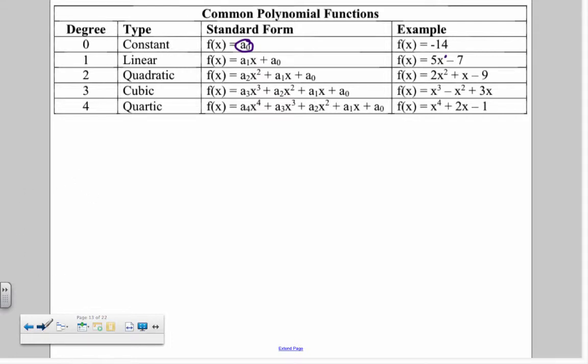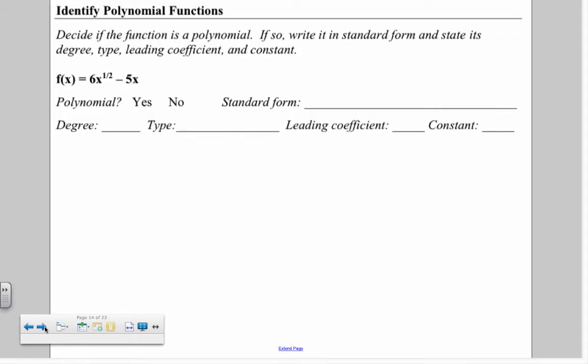So let's take a look. It says, identifying polynomial functions. Decide if the function is a polynomial. If so, write it in standard form. State the degree, type, leading coefficient, and the constant. Okay, so we're going to take a look at this one. We have to think about our definition of polynomial, and then we can write out all those things we learned from that chart: degree, type, leading coefficient, and constant.